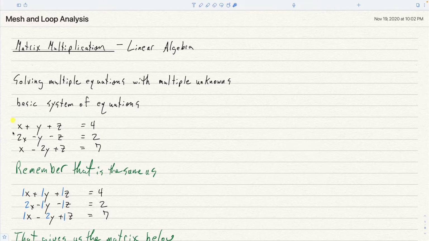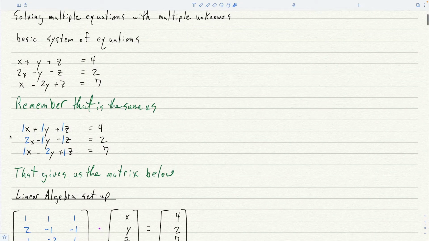With the sample equations below, we are going to assume you have worked your problem and have the following set of equations. This is a 3 by 3 matrix. That means it has 3 rows and 3 columns. x plus y plus z equals 4. 2x minus y minus z equals 2. x minus 2y plus z equals 7. Remember, that is the same as 1x plus 1y plus 1z equals 4, and also 2x minus 1y minus 1z equals 2, and 1x minus 2y plus 1z equals 7.